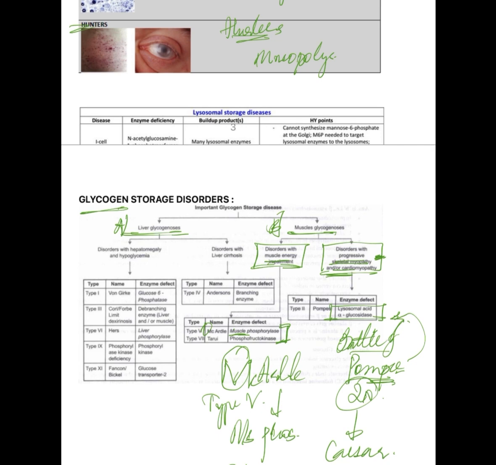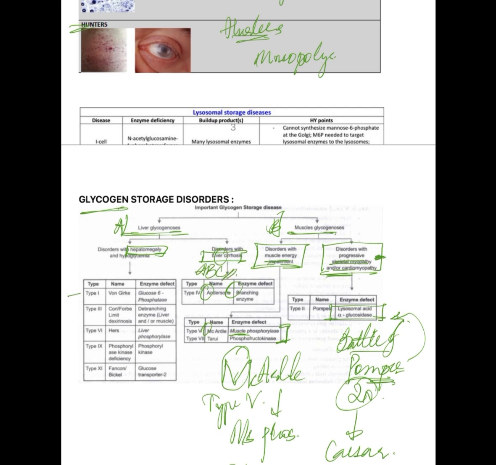Also in liver glycogenoses, you have to remember there are 2 groups: the disorders where there is hepatomegaly, or the disorders where there is liver cirrhosis. Liver cirrhosis happens only with one enzyme, that is one disease, that is Andersen's. Andersen's starts with A and there is deficiency of branching enzyme, B. It starts with B. So the patient presents with C. So this is your ABC disease.